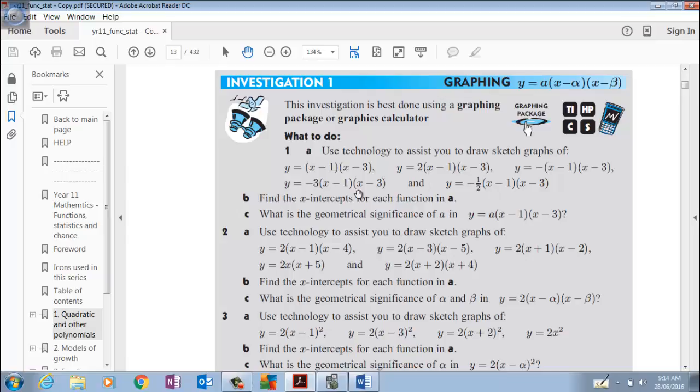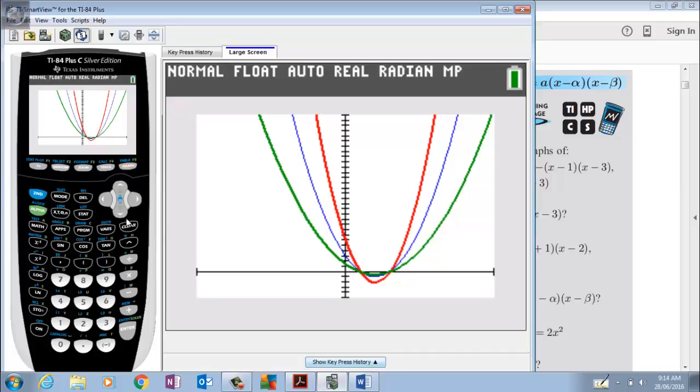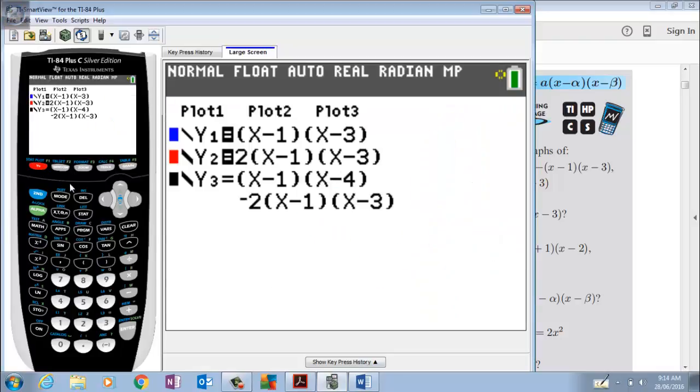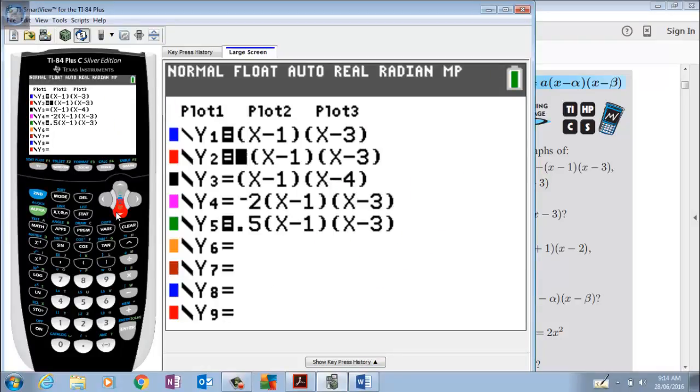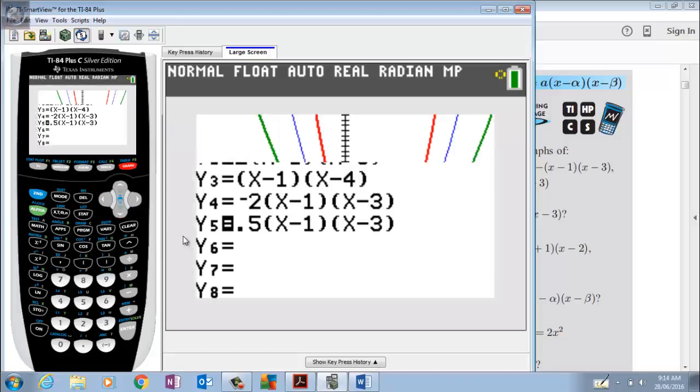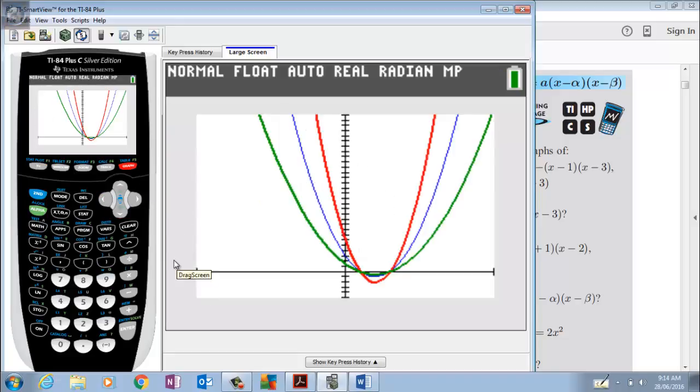The other thing is you've got these negatives. You could have a negative out the front. So to look at the effect of the negative, if we put say -2 out the front, and see what that does, it flips it upside down.